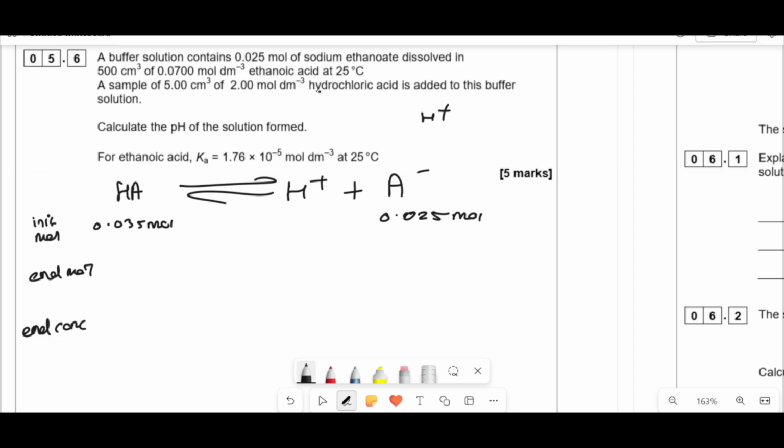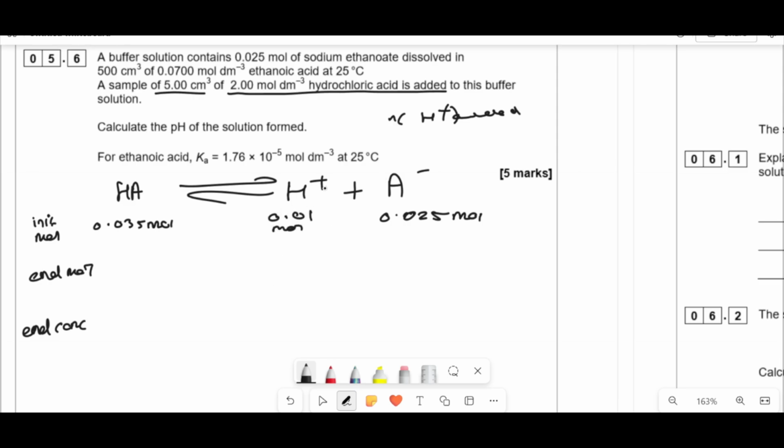So initially they're adding this much HCl and this much. So we're going to work out the moles of HCl and then hence the moles of the H+ added, right? So the moles of H+ added is going to be 5 over 1,000 times 2, which is going to be 0.01. So in this case, 0.01 moles of H+ has been added.